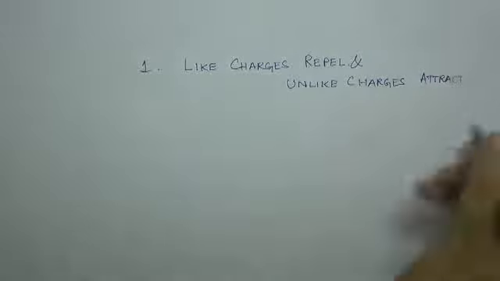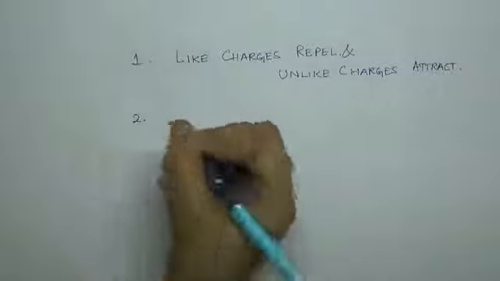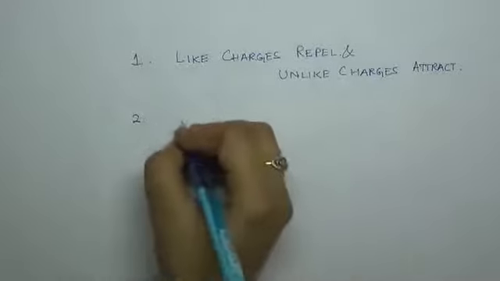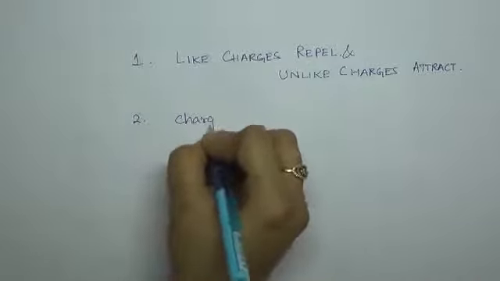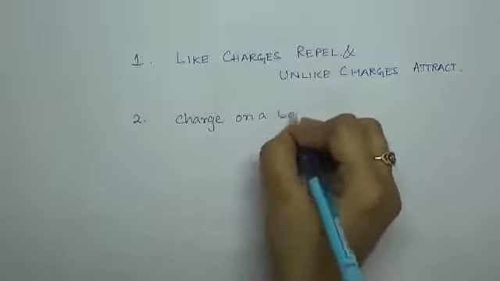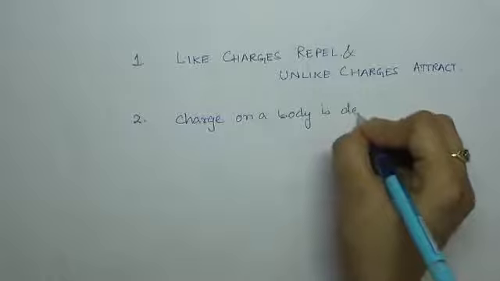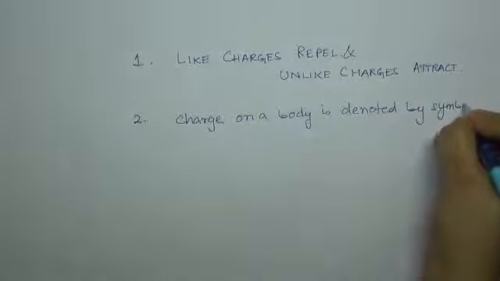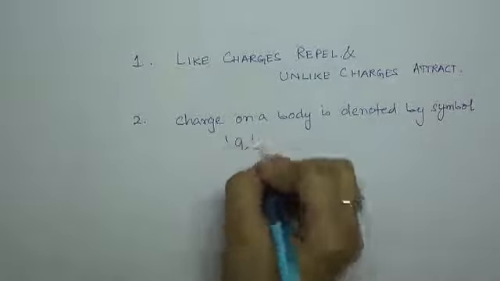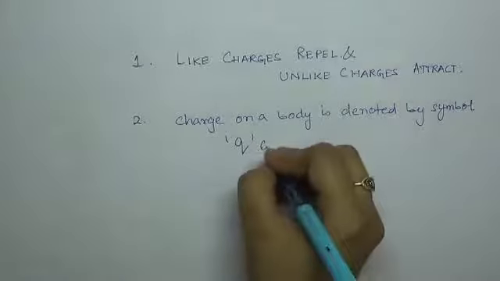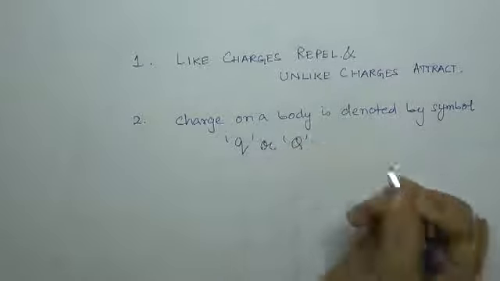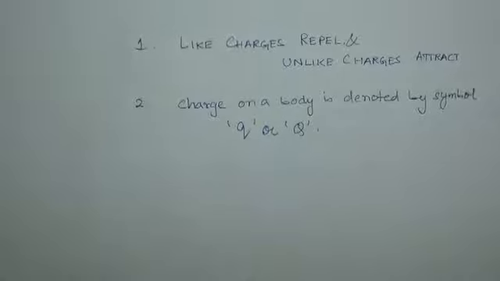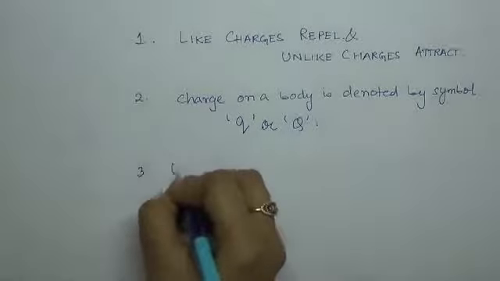Apart from this, what else? The other point is how to designate this charge. How do you write this charge on a body? Charge on a body is denoted by the symbol Q. You can write capital Q or small q, there's no harm, but whatever you choose, it should be used throughout.